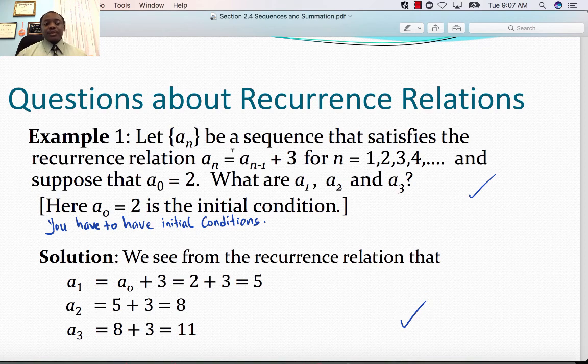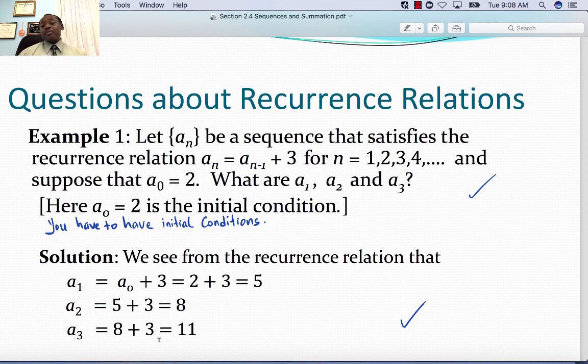Once that is given, once a_n is defined and the initial condition is defined, we can then ask you to find a_1, a_2, a_3, a_4. In this case, a_1 would be a_0 plus 3, and a_0 is 2, so that's easy. And a_2 is going to be a_1 plus 3. We know what a_1 is, you plug it in. a_3 would be a_2 plus 3. We know what a_2 is, you plug it in. That is known as a recurrence relation.